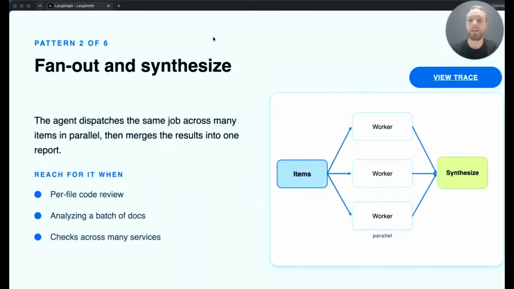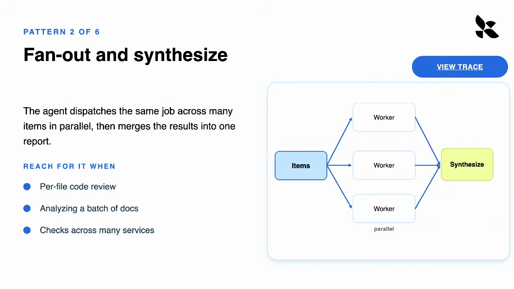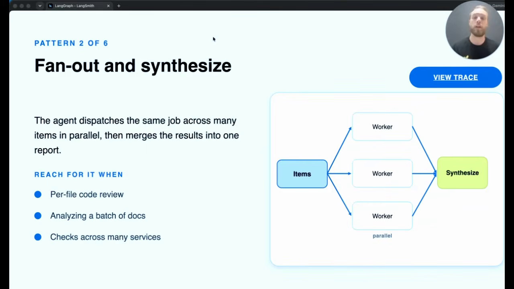The next pattern is fan out and synthesize. This one's all about coverage. This is where you have the same job, you have many items, and you want to run all of these in parallel and have them merged into one final answer as your output. You would reach for this for work like per file code reviews, maybe analyzing a batch of documents, or performing the same check across a whole fleet of services. You steer towards this pattern with words like every and all, plus a single combined output.